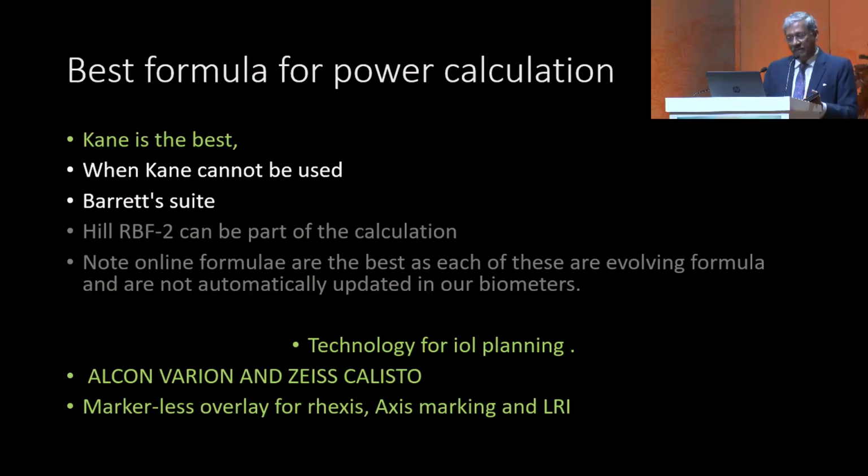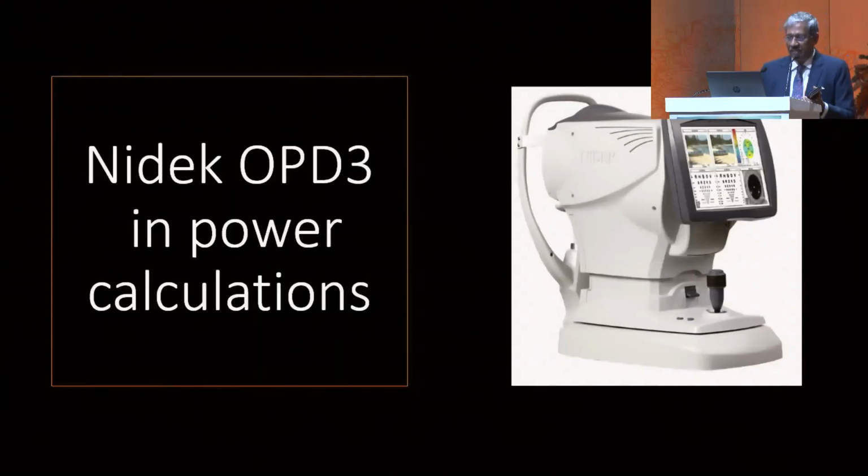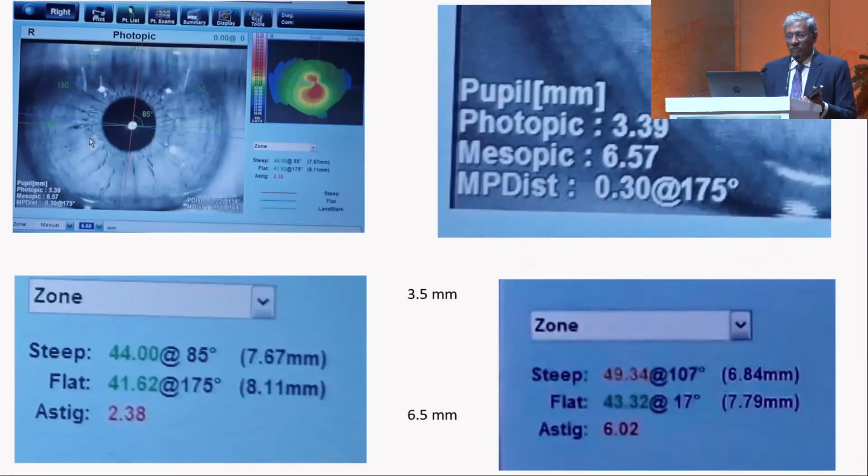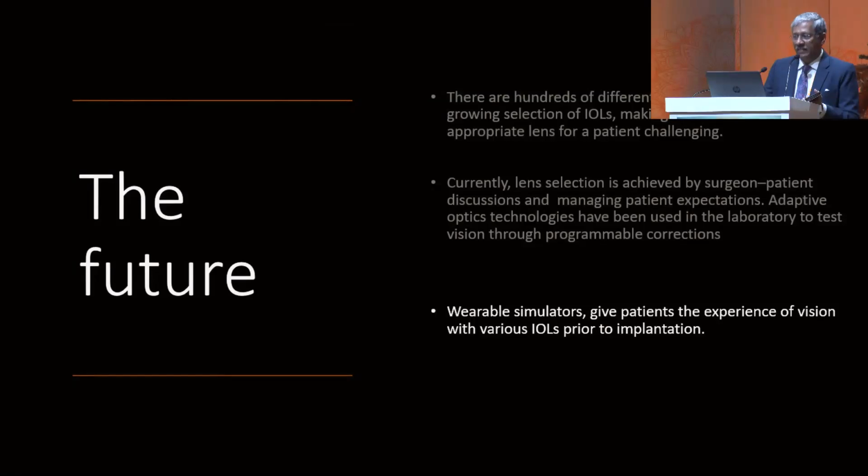And if you have access to the Alcon Verion or Zeiss Callisto, you can do markerless overlay to improve the location and shape of your rhexis, and you can also do axis marking with that. Using a topography is also important because it will help you to pick up a keratoconus like this. Otherwise, you will end up treating the central part with a 2.38 cylinder and miss out the much larger cylinder that shows up, a 6-diopter cylinder, when the pupil dilates. So photopic and mesopic powers will differ in eyes with irregular corneas.